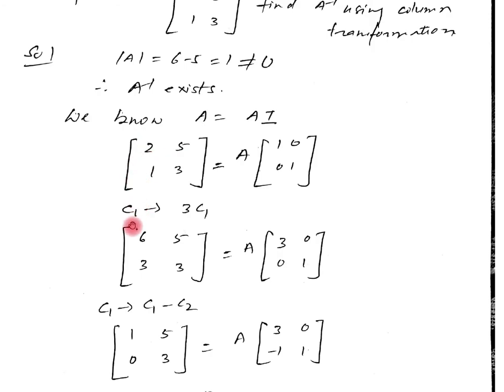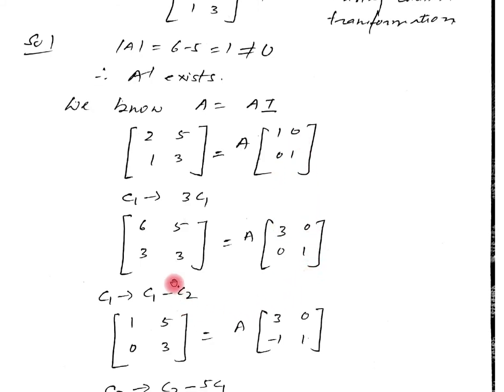First, I am operating C1 to 3 times C1. It means we have to multiply each element of this column by 3. It becomes 6, 3, second column as it is. Similarly, applying the same operation on the right hand side, it becomes 3, it becomes 0. The second column will remain as it is.